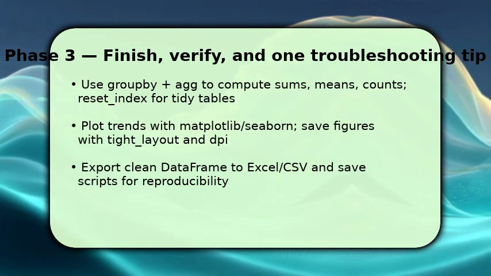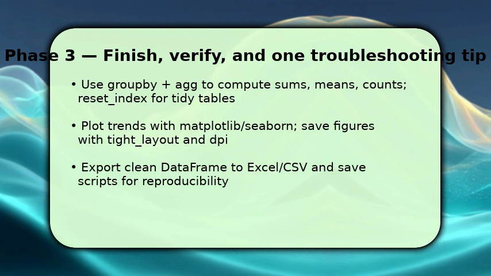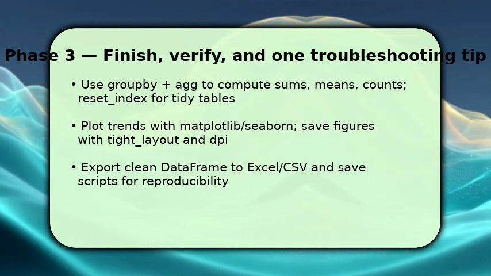If something goes wrong, check dtypes and missing value handling first. Mismatched types often break aggregations.